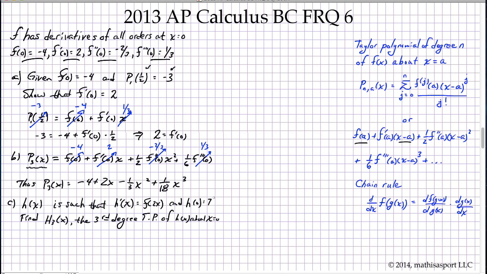Well, third degree Taylor polynomial, so I'm going to say that h3 of x equals, again I'm working from this definition where a is 0 and f is now h. So it's h of 0 plus h prime of 0 times x plus 1/2 h double prime times x squared plus 1/6 h triple prime times x cubed. So now we have to find each of these respective values.